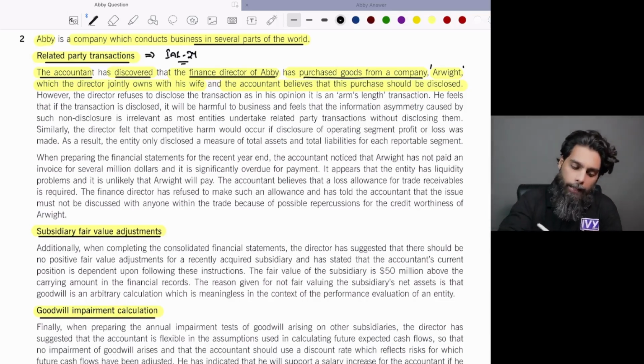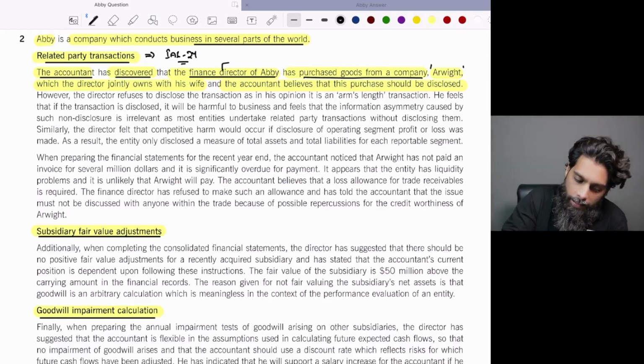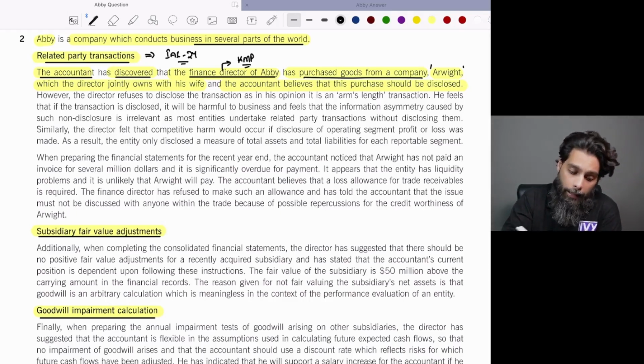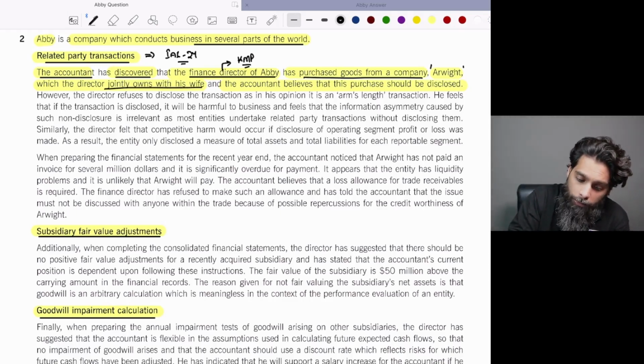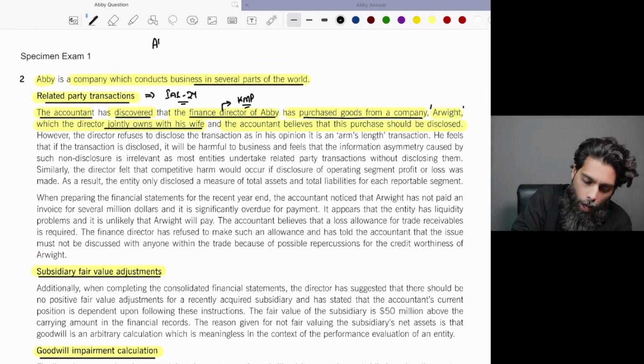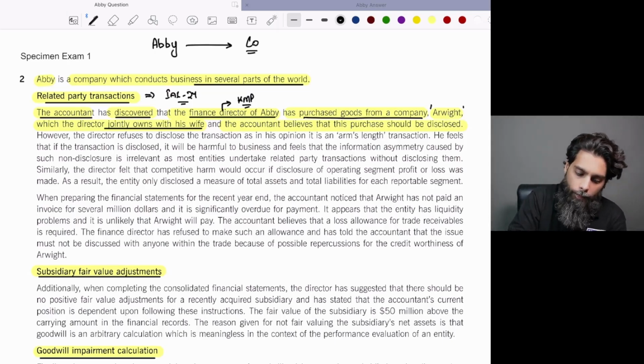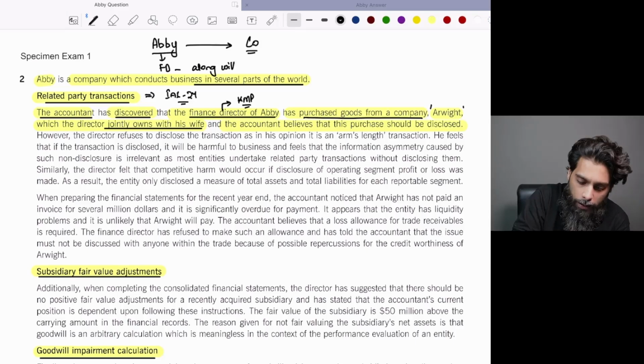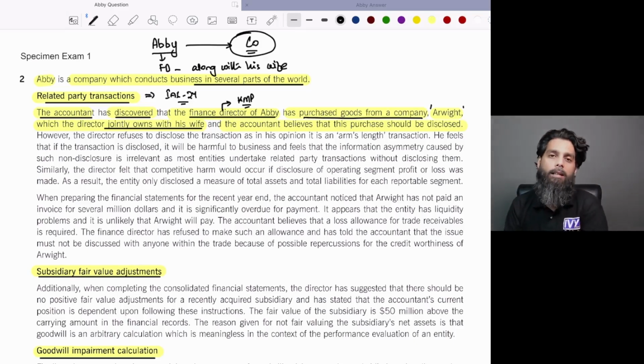So right now it's apparent that the finance director is definitely a key management personnel, and he jointly owns with his wife another entity from which you are purchasing goods. Let me clarify it to you. You are AB. You are purchasing goods from a company. AB has a finance director, and this finance director along with his wife jointly controls this particular second entity as well.